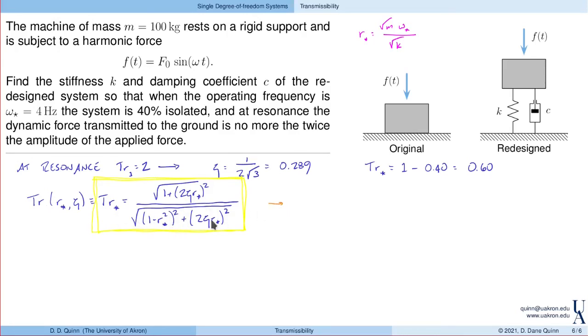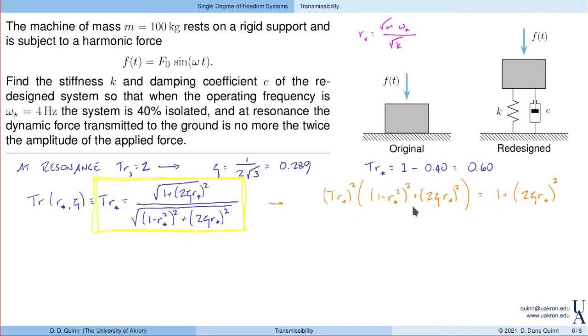Okay, well, let's simplify and write an equation for R star. I can basically square both sides. I'll take this denominator and move it to the left, and this reduces to TR squared. And then again, we squared this denominator, put it over on the left. We get 1 minus R star squared, squared plus 2 zeta R star squared. And then on the right, we're just left with the numerator. So that's 1 plus 2 zeta R star quantity squared. And again, this transmissibility is 0.6, and the damping ratio is given here.